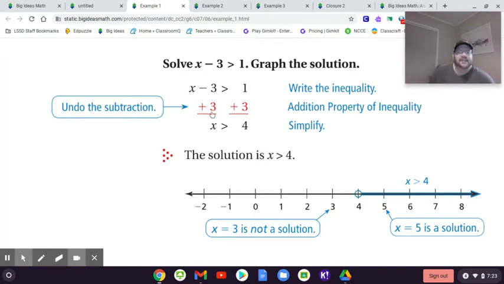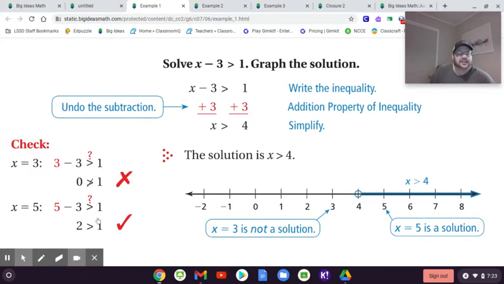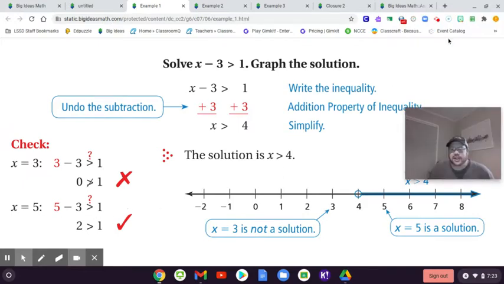So if we substitute 5 in here, 5 minus 3 is 2. 2 is greater than 1. So 5 should be shaded. So that's how you can check your answers without having to ask anyone or hit the check answer button.